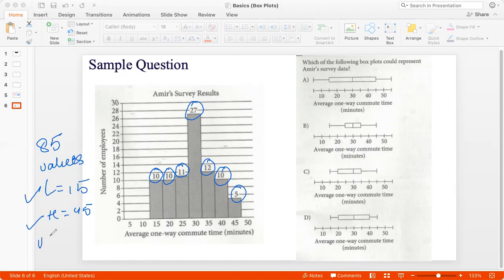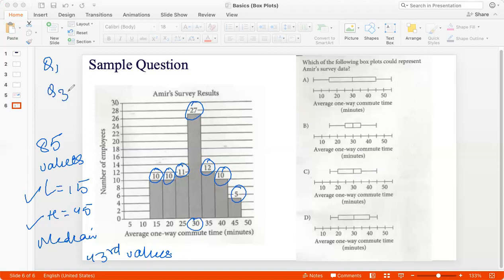Okay, what will be the median? Since it's 85, the median will be the 43rd value, right? 86 divided by 2. So what is the 43rd value? 10, 20, 31. Yeah, so the 43rd value happens to be 30. So this middle line should be at 30, which is also true for all four of them. So the easiest parts, which give us the lowest and the highest value, and the median, don't help us. So we need to calculate Q1 and Q3.